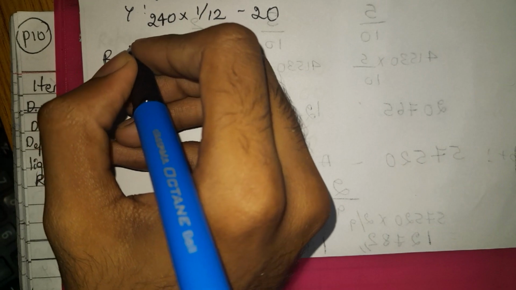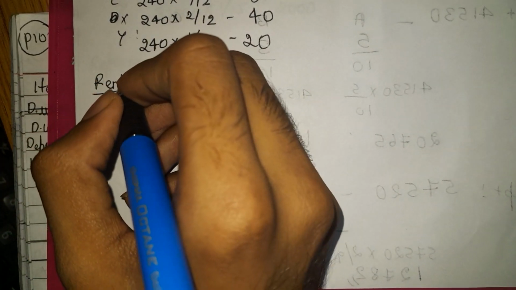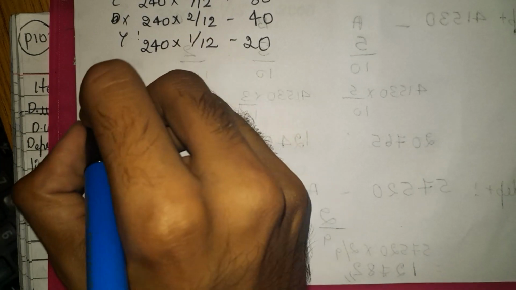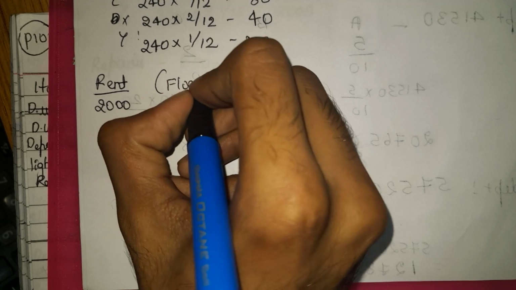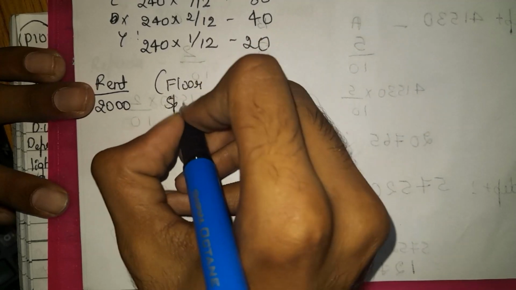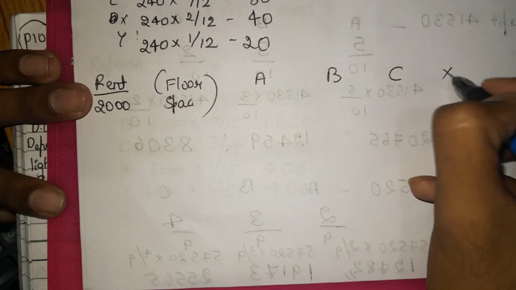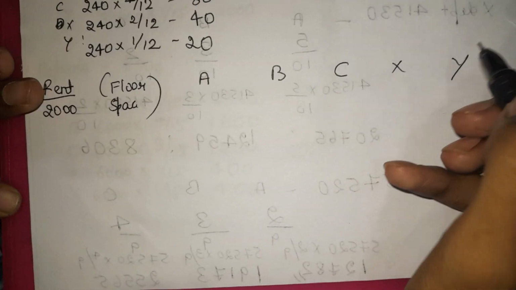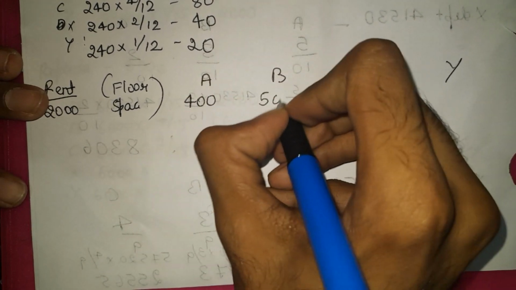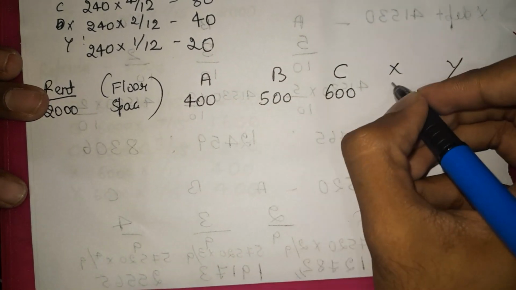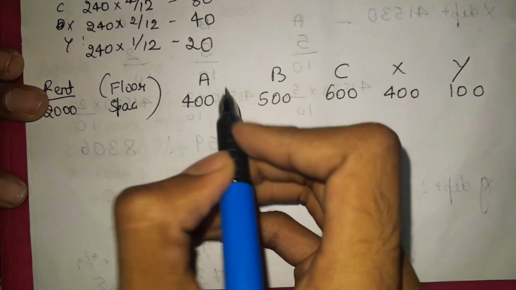So the rent expenses are totally 2000. It is based on the floor space whatever we have. Based on that floor space we are going to apportion it. We have A department, B department, C department, X department and Y department. A department floor space is 400 square feet, B department is 500, C department is 600, X department is 400, Y department is 100.